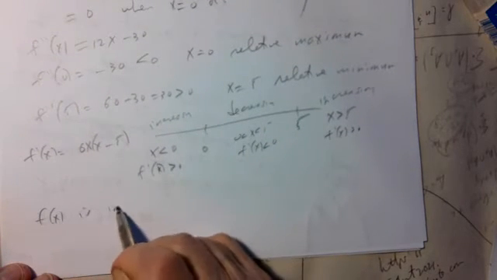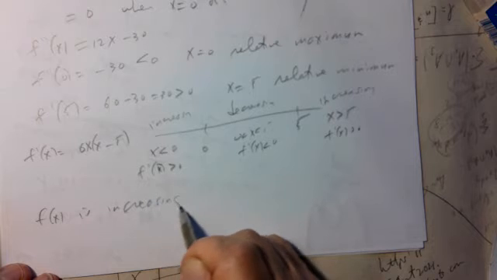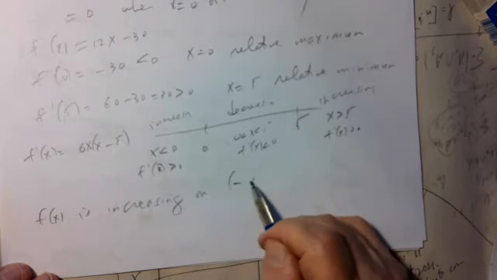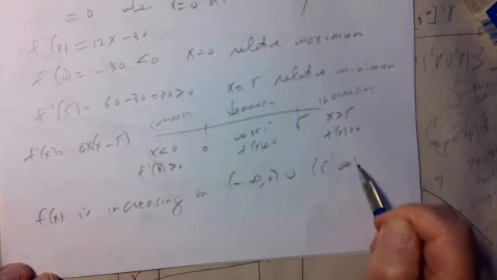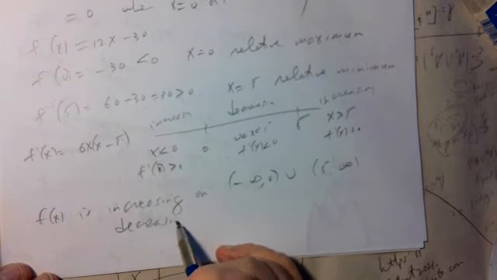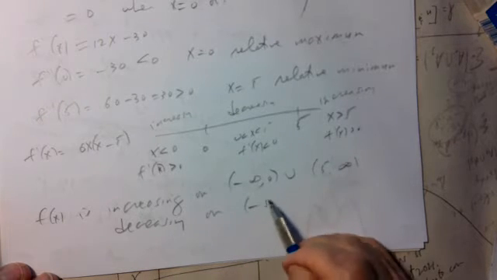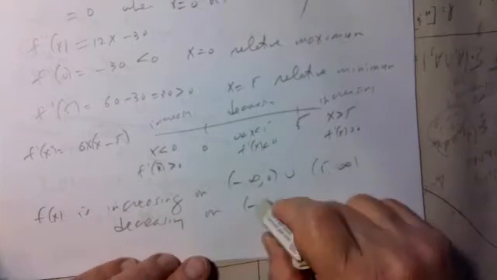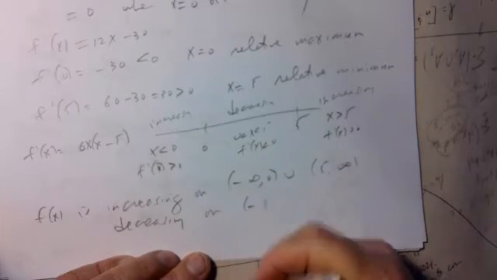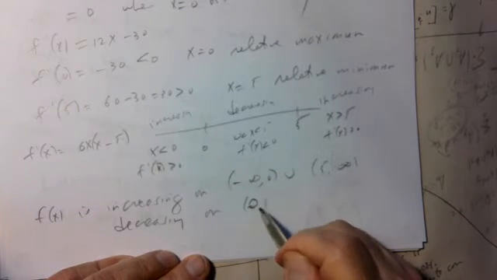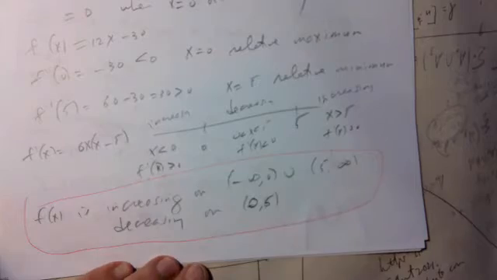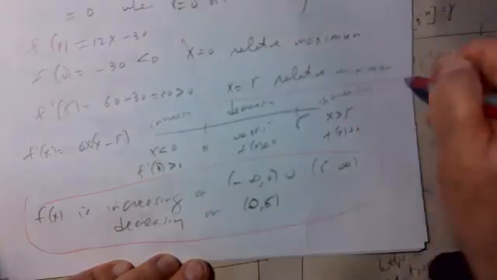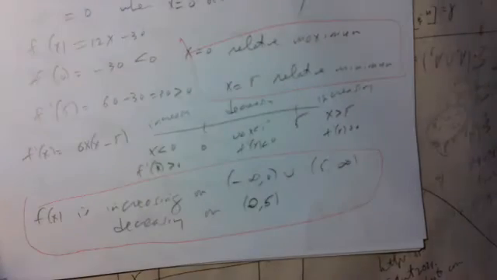So f of x is increasing on the open interval from minus infinity to 0, union, or together with, the open interval from 5 to infinity, and decreasing on the open interval from 0 to 5. So these are the open intervals where the function is increasing and decreasing. And this tells you where you have a relative maximum and a relative minimum.